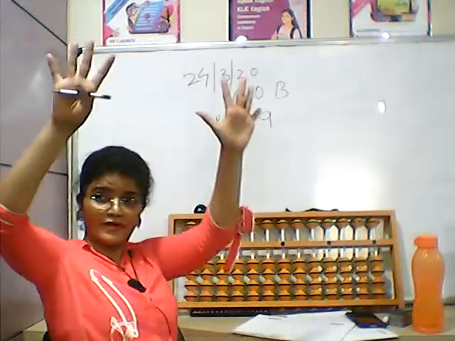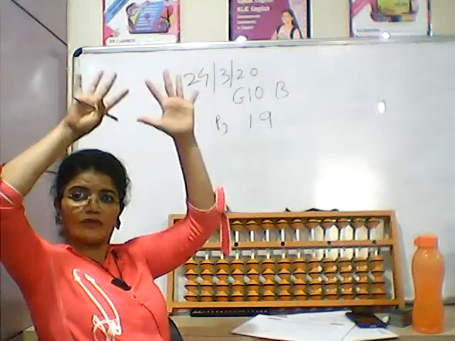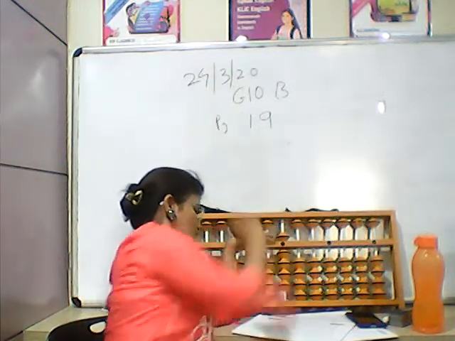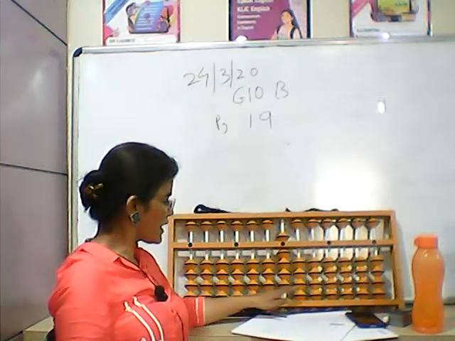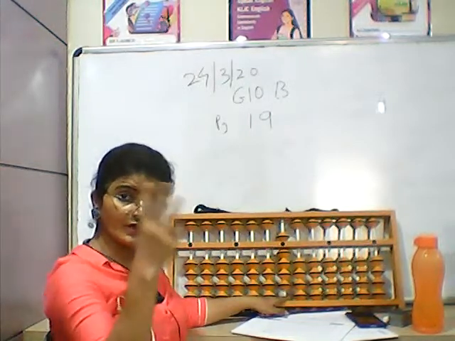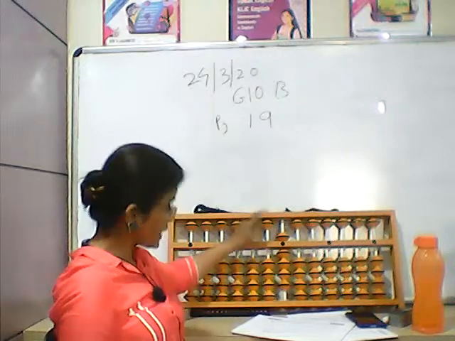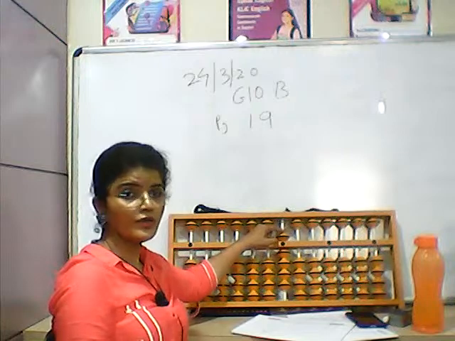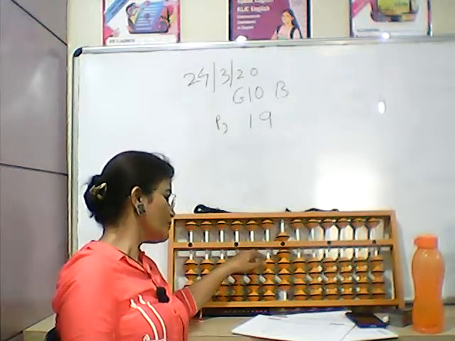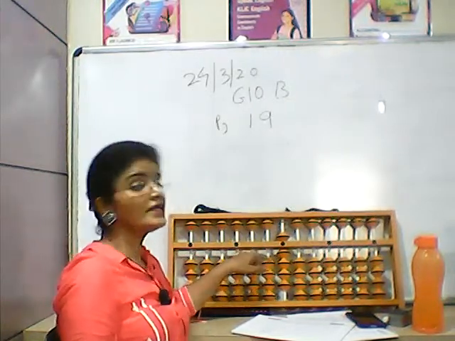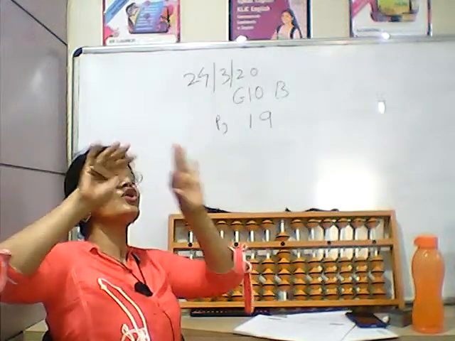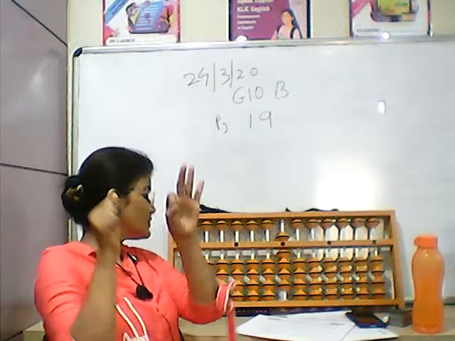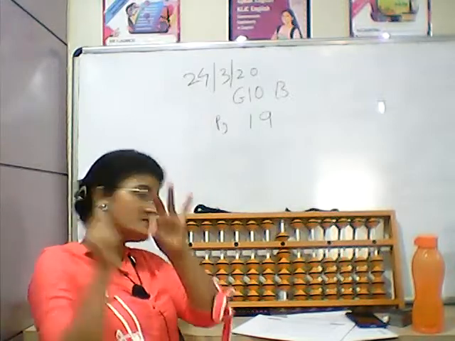9. 5 and 4, close action. 3, can you plus 3? No. Can you take the help of small friend 5? No. Can you take the help of big friend 10? Yes. Show 3. 3 ka friend minus 7.